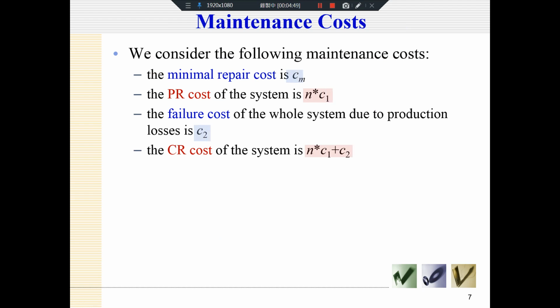Now we offer the maintenance cost in our paper. We consider the following maintenance costs. 1. The minimal repair cost is Cm. 2. The PR cost of the system is N star C1. 3. The failure cost of a system due to production losses is C2. And finally, the CR cost of the system is N star C1 plus C2.